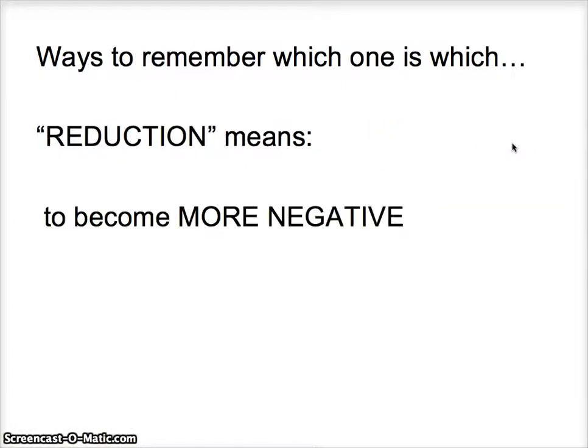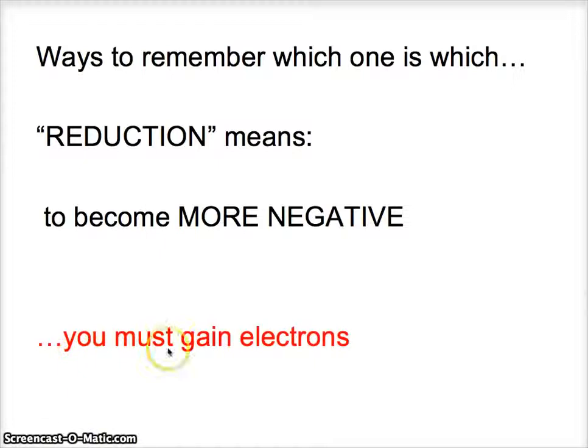Or, of course, you can just use simple logic. Reduction, the word means to become more negative. And in order for something to become more negative, you must gain electrons. So whichever one works for you is the best one to use to remember what is reduction, what is oxidation.